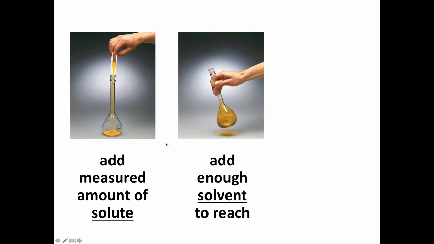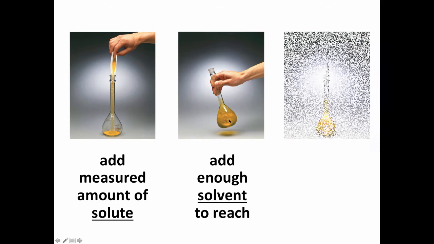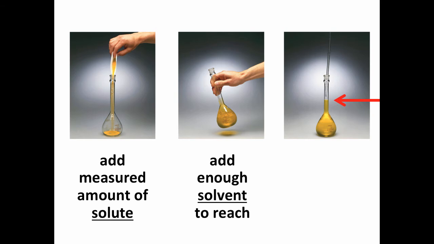Then we're going to add our solvent, and again typically it's going to be water. And we don't measure out the amount of solvent we add. We simply add enough to get the desired solution volume. And typically in a volumetric flask, there will be a line that represents the total volume that you want to get, and you will mix up your solution and achieve that desired total solution volume.